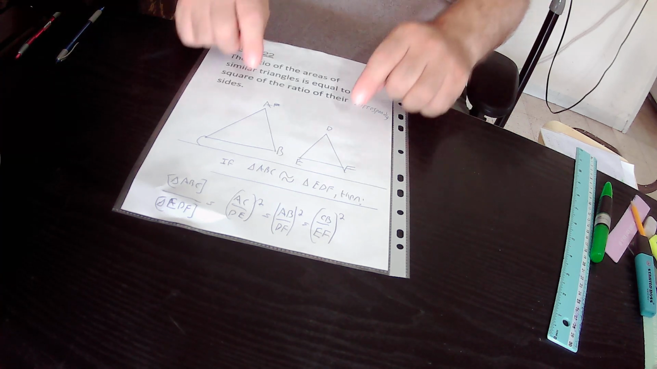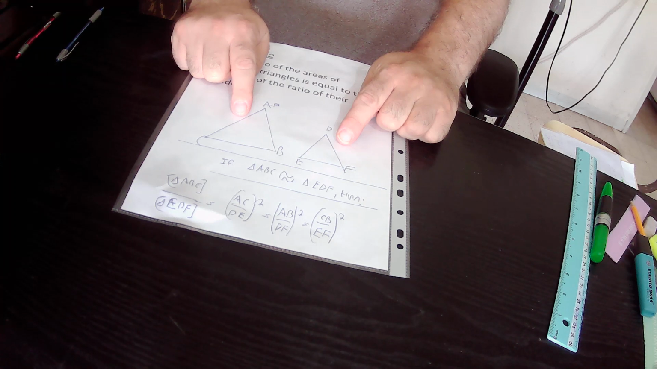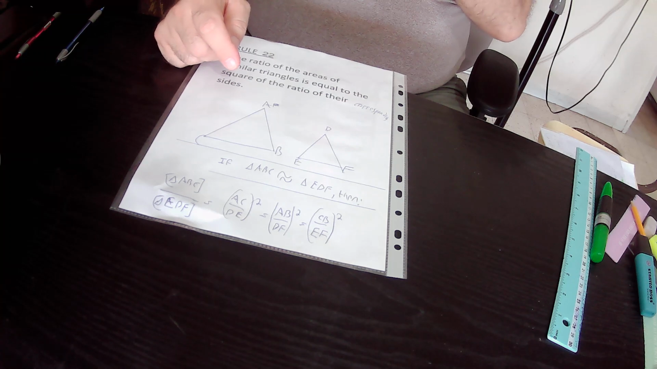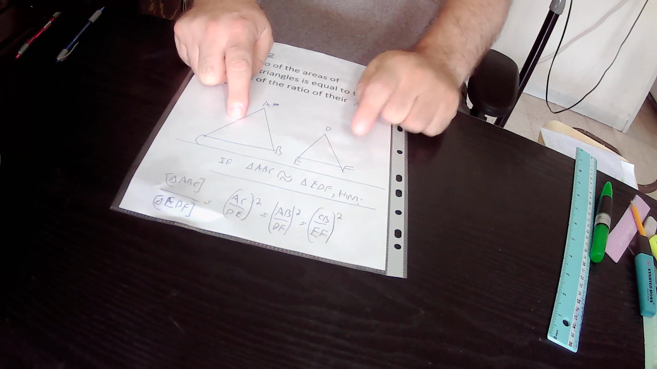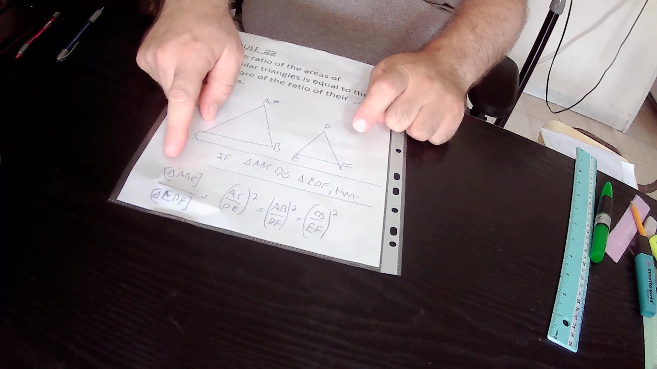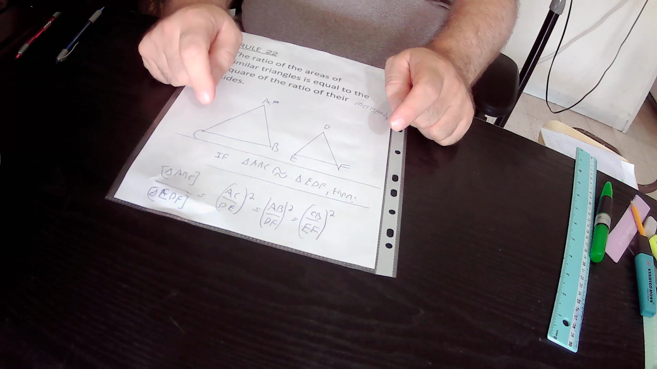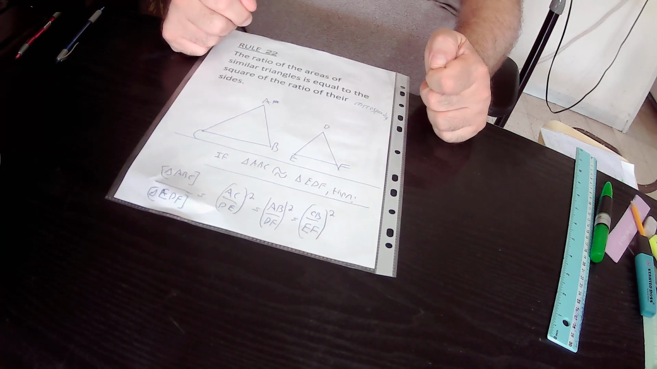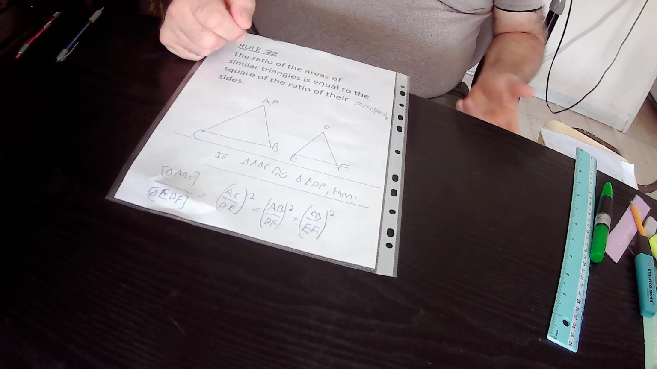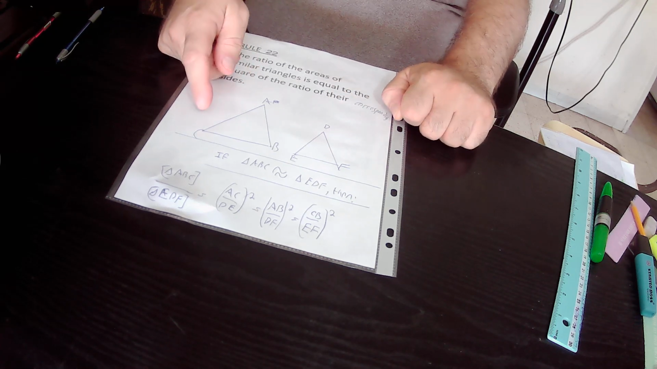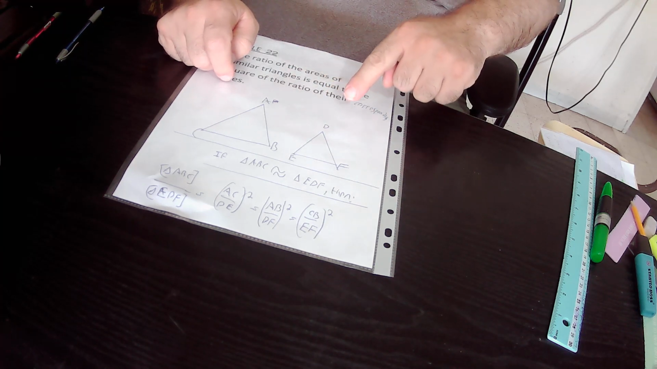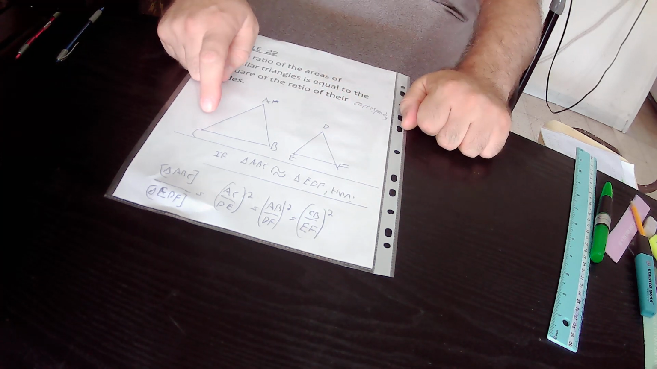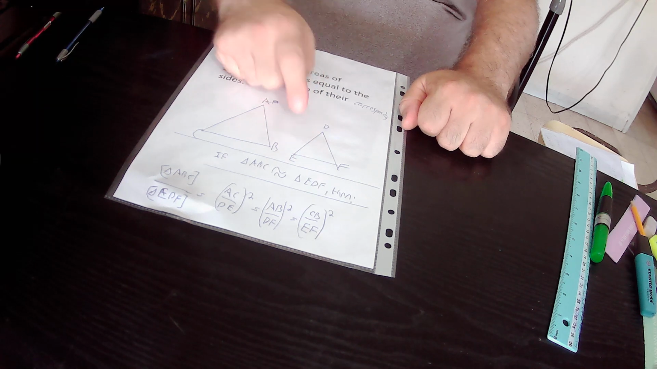So in the drawing we have those two triangles ABC and DEF that are similar to each other. And according to this rule 22, the ratio between the areas of those two triangles, that is to say, the area of triangle ABC over the area of triangle DEF, is equal to the square of the ratio of their corresponding sides. In those two triangles, side AC is the corresponding side to side DE, side AB is the corresponding side to side DF, and finally side CB is the corresponding side of side EF.